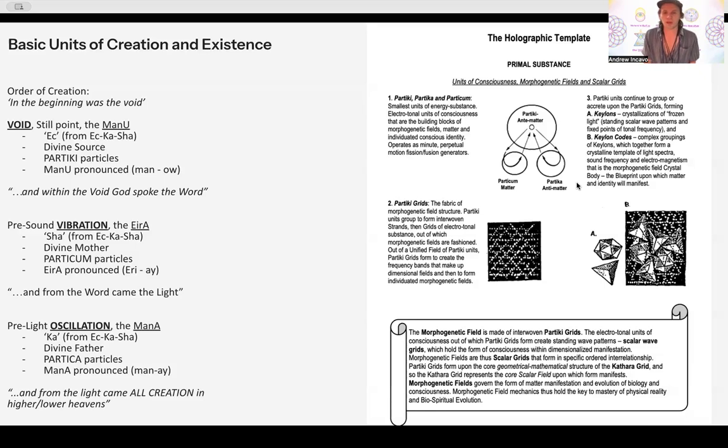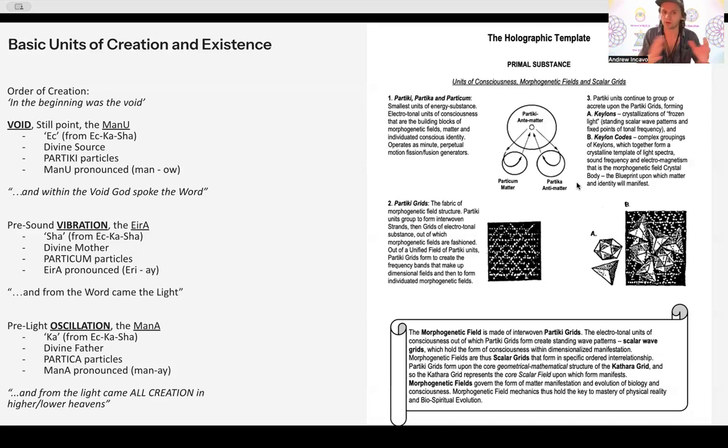So in review, we have particum, divine feminine, right? So vibration. And then we have partica, which is oscillation, which is light. And then we have the void, which contains everything. The partichi, particum, and partica particles all interact with each other to create these partichi grids. These partichi grids form together to make keylons. Those keylons assemble themselves in an order, in an alignment, to make a keylon code. All right. And these keylon codes build up your morphogenetic field, which is how you manifest the reality around you with.